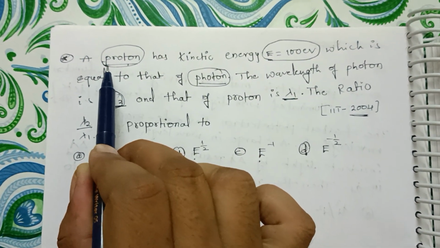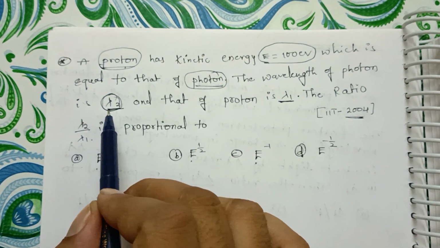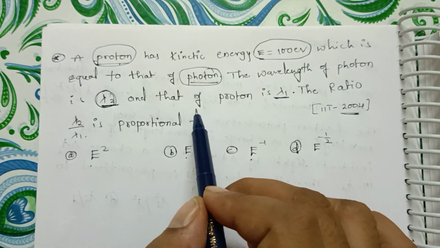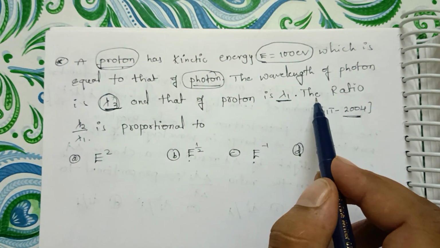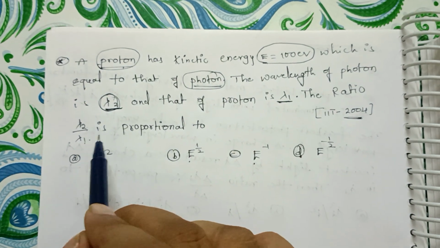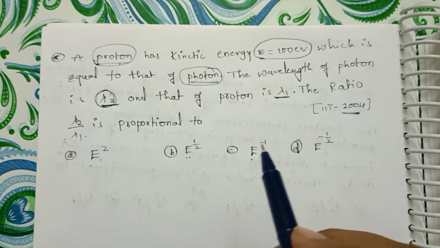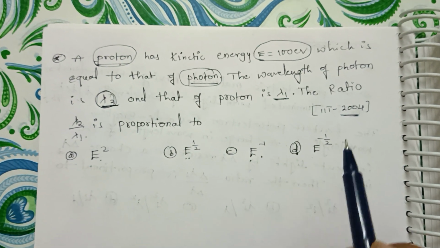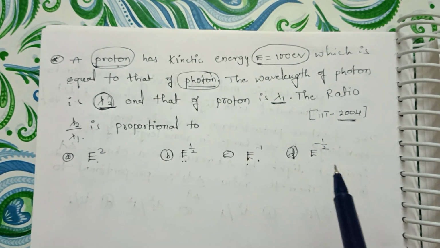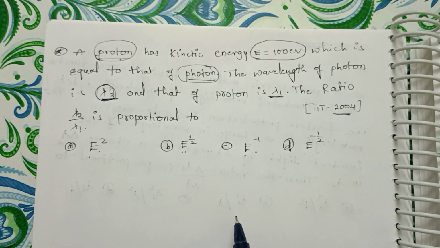In this question, one proton is there, another one is a photon. The wavelength of the photon is lambda 2 and that of the proton is lambda 1. He is asking the ratio of lambda 2 by lambda 1 is proportional to: option A is E square, option B is E power 1 by 2, C is E power minus 1, D is E power minus 1 by 2. So this is an IIT 2004 question, and we will try to solve this question.